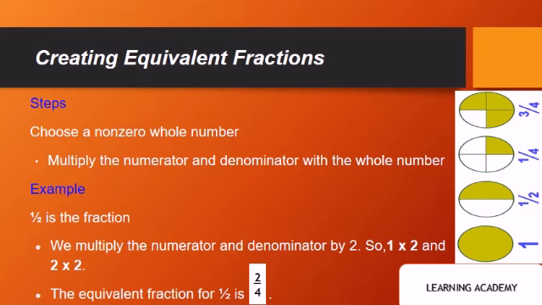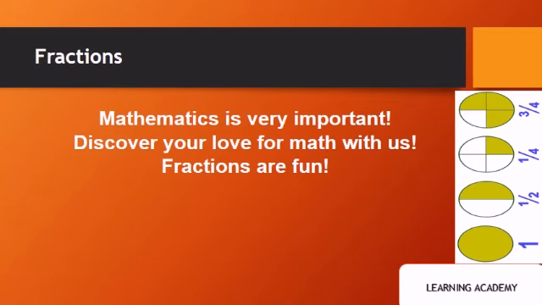Steps in creating equivalent fractions. First, choose a non-zero whole number. Multiply the numerator and the denominator with that whole number. Take for example, half. We would multiply the numerator by 2 and the denominator by 2 to create the new fraction 2/4. This number or new fraction is our equivalent fraction.